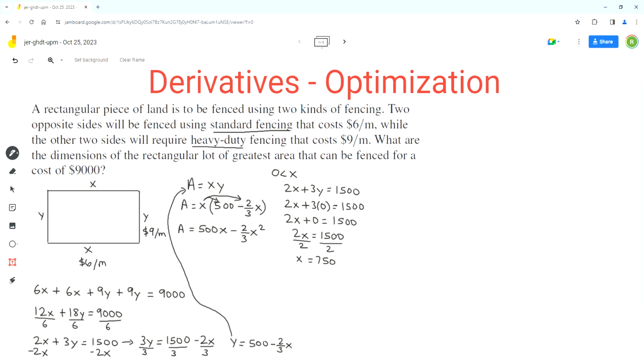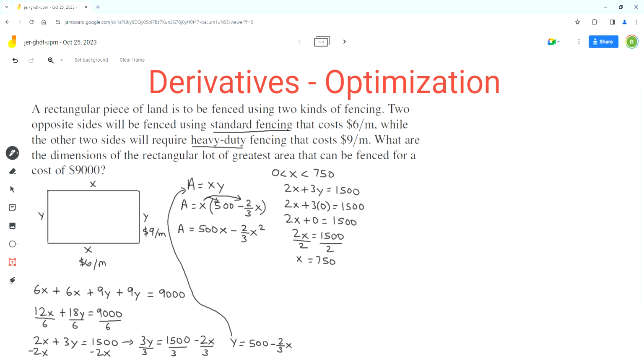So this is the upper limit for x. Now it cannot equal 750, because at x equals 750, y is equal to 0, which is not possible because that means the rectangle won't have any width. So x should be less than 750.